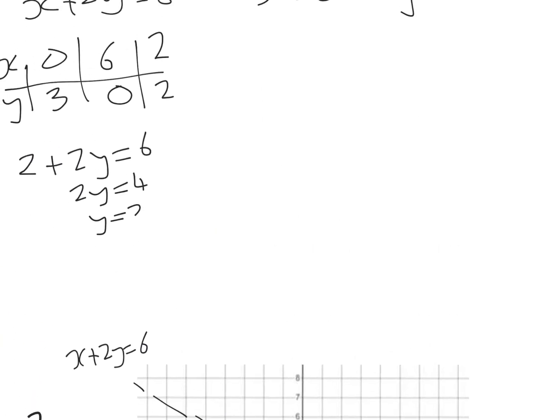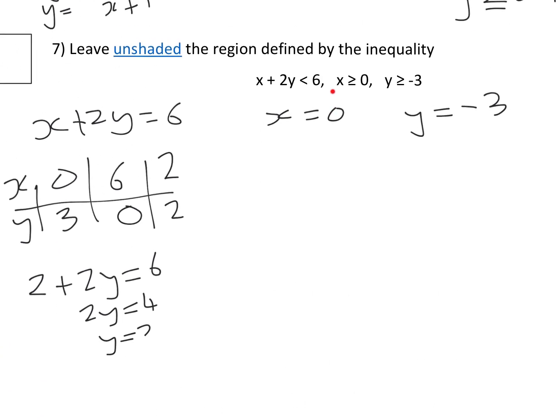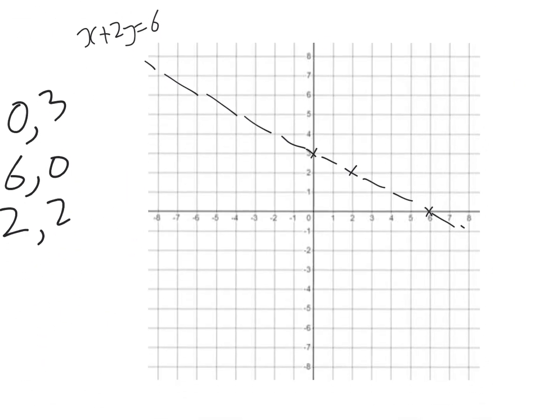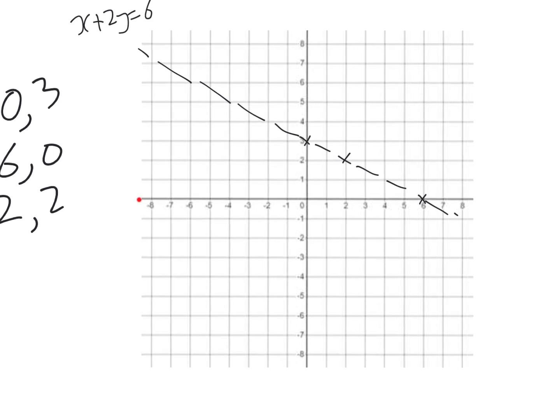Now what's the other lines? The next one is x equals 0. And when I plot it, I'm going to make it solid because it can be equal to. X equals 0, you find your x-axis, and you find where x is 0, which is here. So it's a line going through at 0. It's actually the same as the y-axis. So that's the line x equals 0.